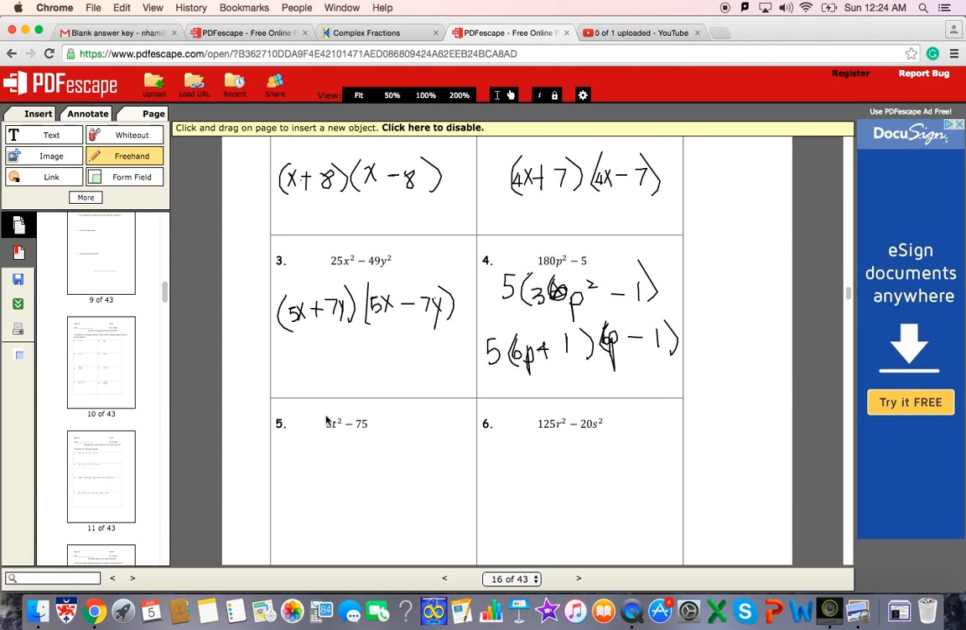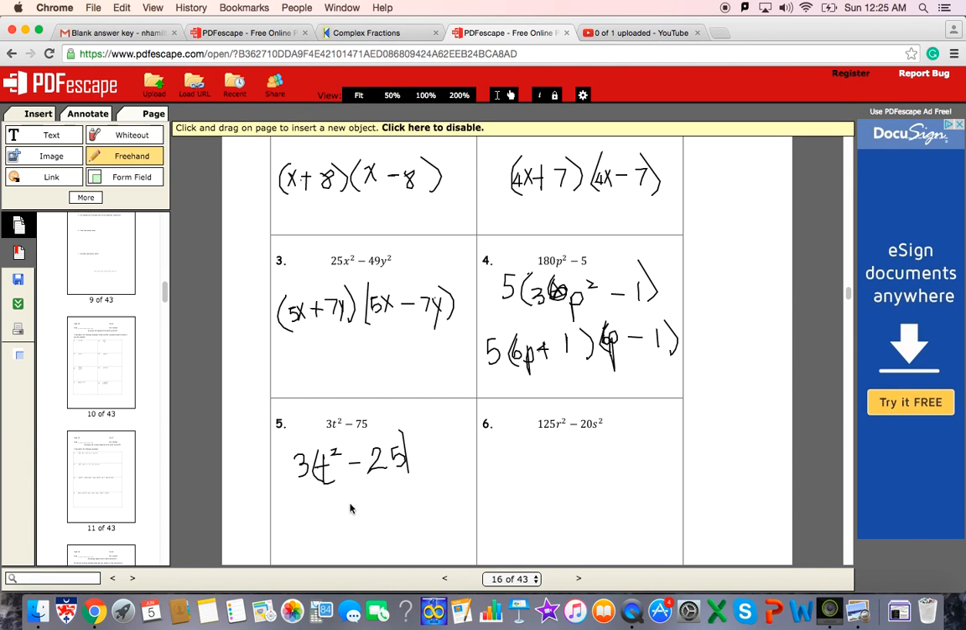Now, if you look at this, it's also not two perfect squares. 75 is not a perfect square, and neither is 3. But there is, again, a greatest common factor. So we take out the greatest common factor, which is 3 in this case, divide everything by 3. So 3, that divided by 3 gives you t squared, and that divided by 3 gives you minus 25.